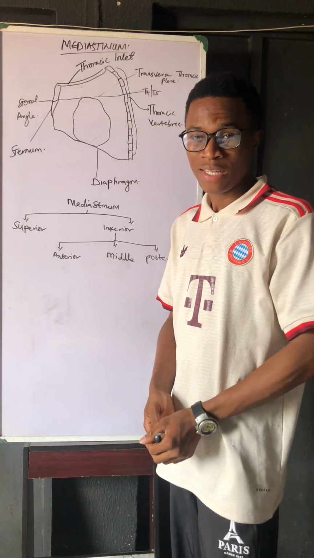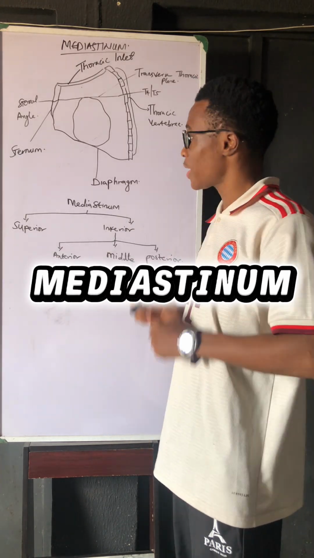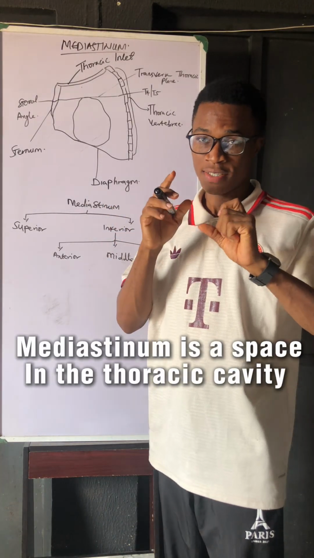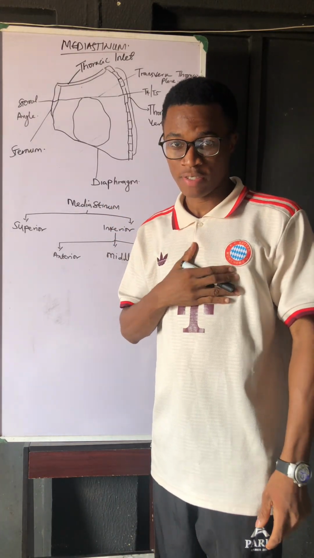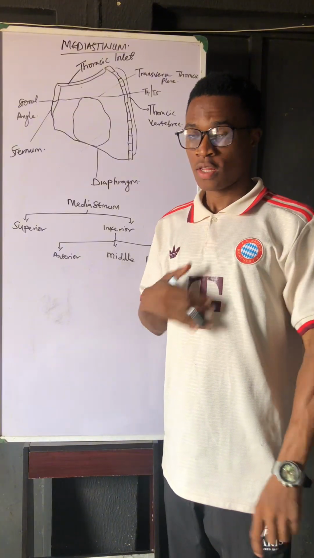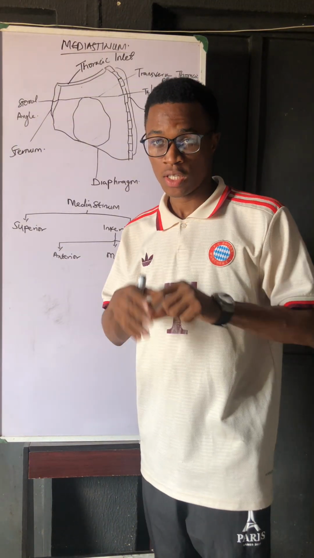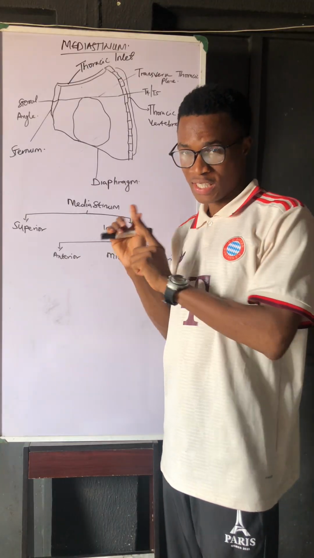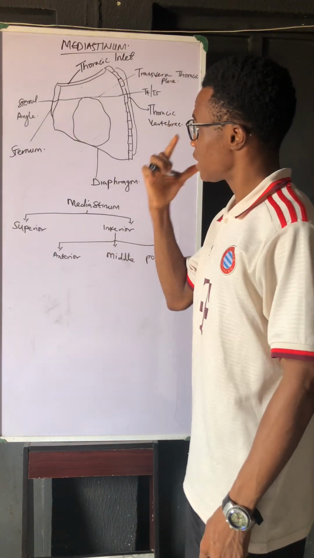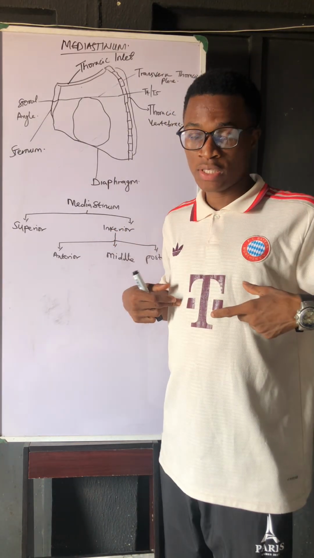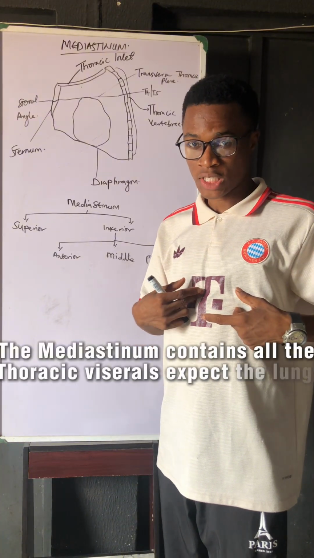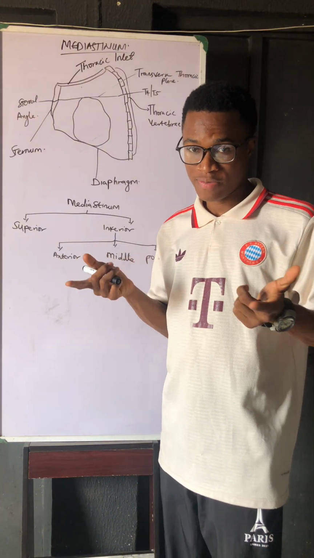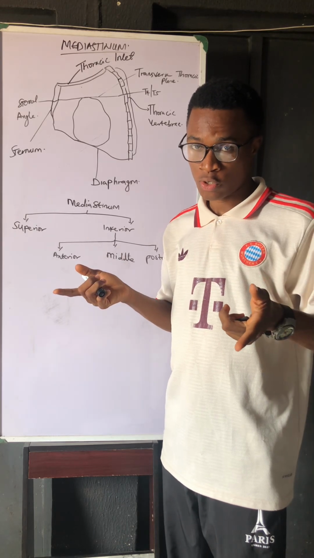So today we'll be talking about the mediastinum. The mediastinum is just a space within the thoracic cavity. Where is your thoracic cavity? The thoracic cavity is here. The space within the thoracic cavity that is located in between the lungs is referred to as the mediastinum. So the mediastinum itself contains all the thoracic viscera except the lungs. You can talk about the heart, the great vessels of the heart, and so on and so forth.